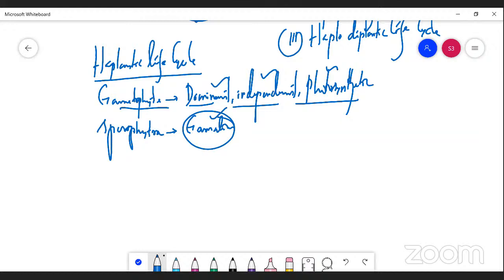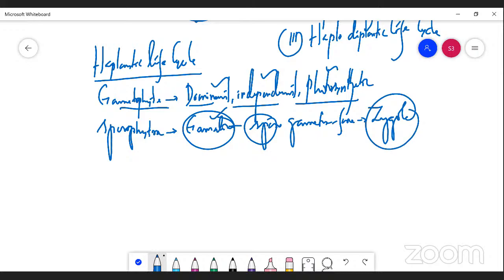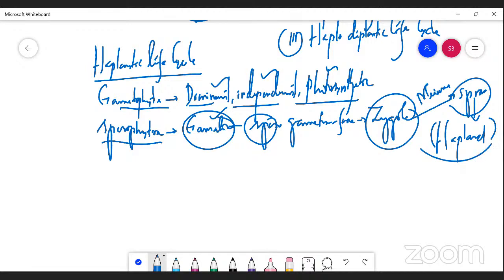So here, the gametes are fused together to form the zygote. That zygote undergoes meiotic division, which is responsible for producing spores. Those spores always maintain the haploid condition. Gametophyte is dominant, independent, and photosynthetic. The gametes fuse, responsible for formation of the zygote, which undergoes meiotic division and produces spores, so the haploid condition is always restored. Examples are Volvox and Spirogyra.